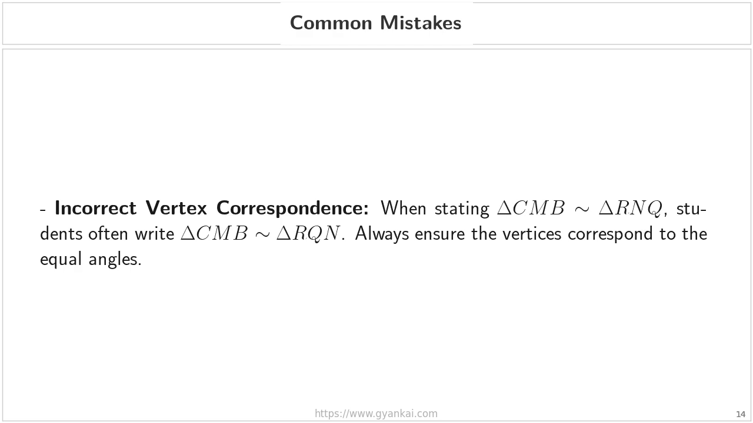When we were proving the property of medians earlier, we established that triangle CMB is similar to triangle RNQ. A very common mistake is to write the vertices in the wrong order, such as triangle CMB is similar to triangle RQN. This might seem minor. But in geometry, the order matters immensely because it tells us exactly which angles and sides are equal. Always double-check that your vertices correspond to the equal angles.